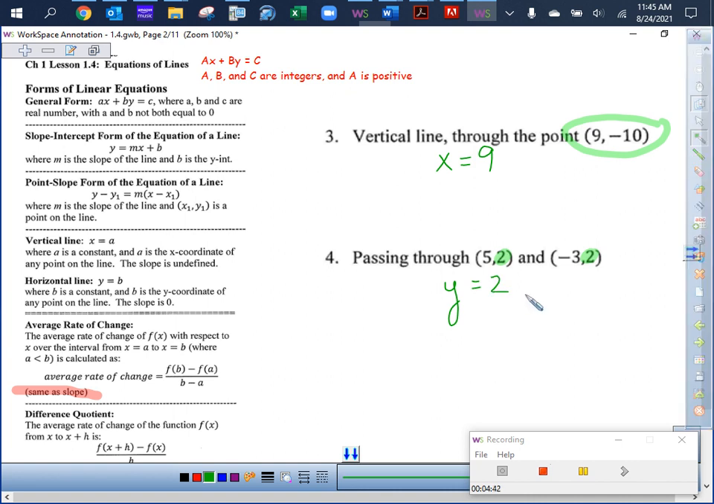The slope is 0. Right? If you went and found the slope, you would get nothing. You put it in the slope-intercept form, and you would get this. So that was a horizontal line.